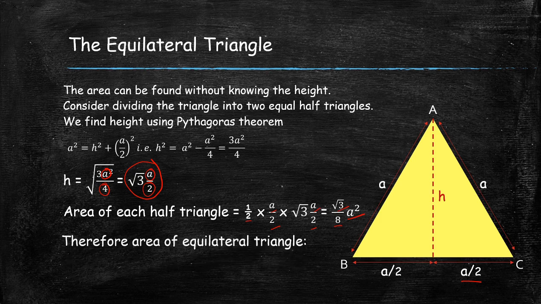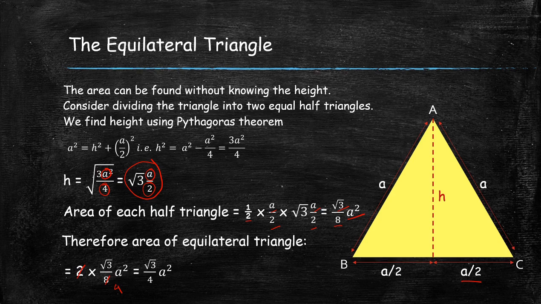Therefore, this is the area of the half triangle. The area of the equilateral triangle is double of it. We multiply it by 2, and when we multiply it by 2, the 2 gets cancelled, 8 becomes 4, and we get the answer as root 3 by 4 a square. So the area of any equilateral triangle with side a is root 3 by 4 a square.